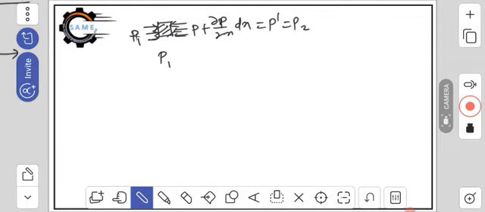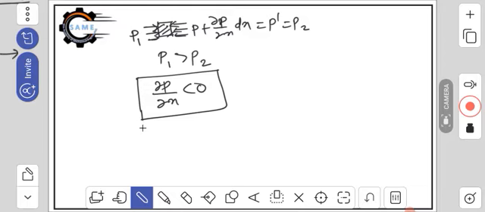Here the pressure is more than here, which means pressure 1 is greater than P2. If I move along this x direction, I get ∂p/∂x, which is less than 0. Any doubt here? I have to multiply this by the area also, on both sides, so the net pressure force is in the positive x direction, that is the flow direction.